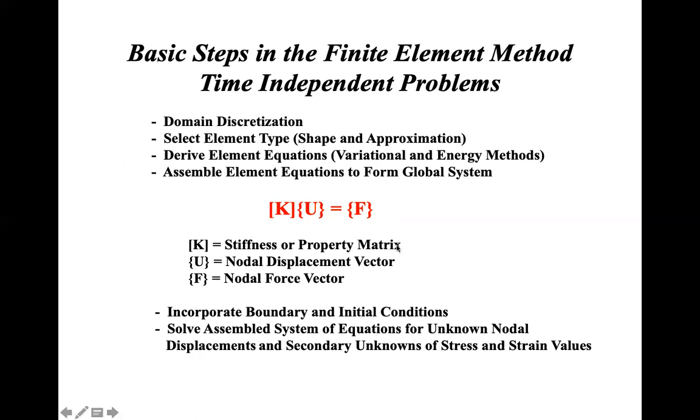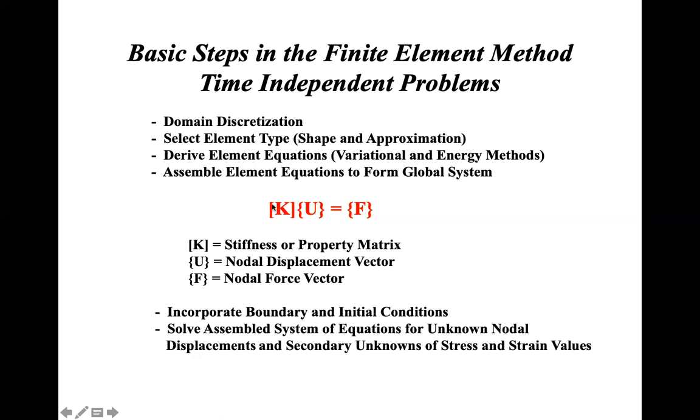We have a similar equation. K is our stiffness matrix. There it was spring stiffness; here it is element stiffness and then global stiffness. U is our degrees of freedom, like displacement or rotation. F is the load vector, or the nodal force vector. This K is stiffness, or the property matrix.